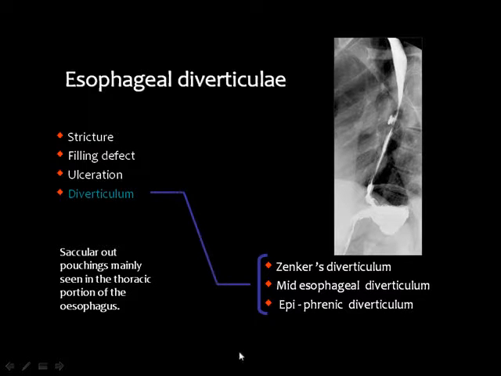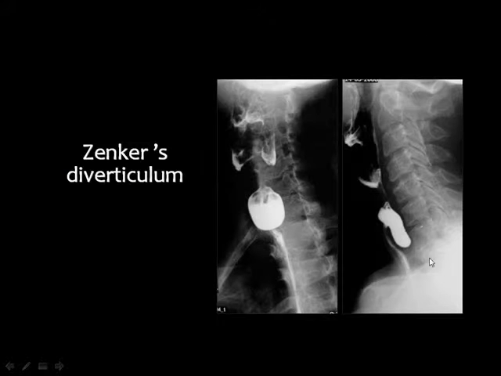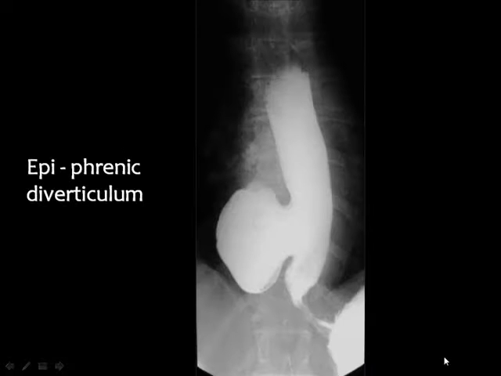Then we came to the diverticula. In the esophagus, we have three types of diverticula. The mid-esophageal diverticulum, like this very small one, and the Zenker diverticulum, which is usually located in the upper part of the esophagus in the cervical region. And this diverticulum classically presents posterior to the esophageal lumen, usually in line with the food of the swallow.